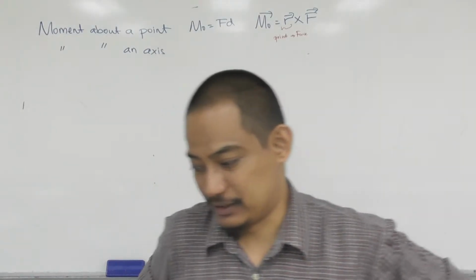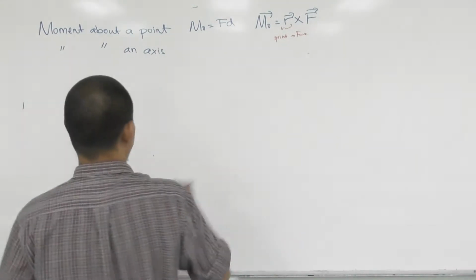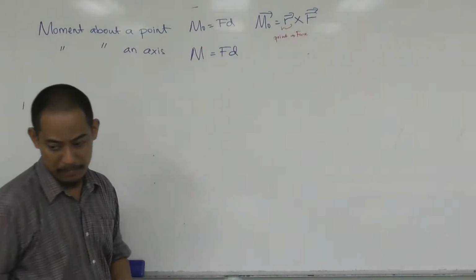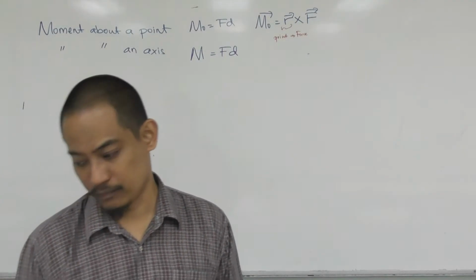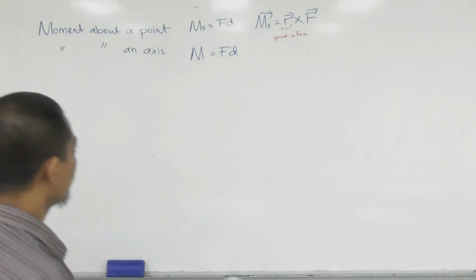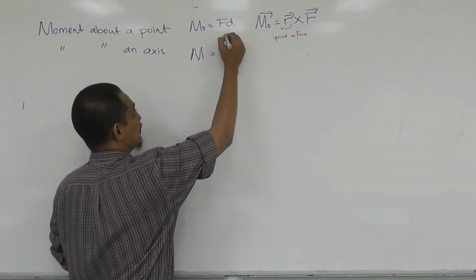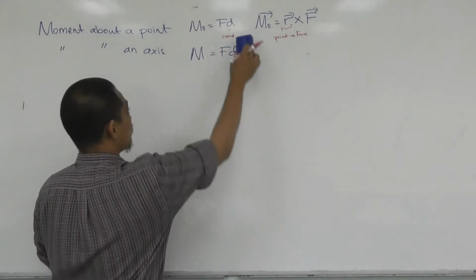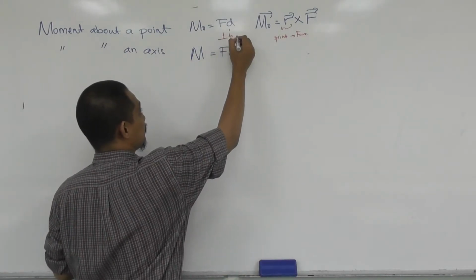So in terms of scalar analysis, basically the equation is the same. Moment about an axis is F times D. However, this D must be perpendicular. It should be perpendicular to the force.